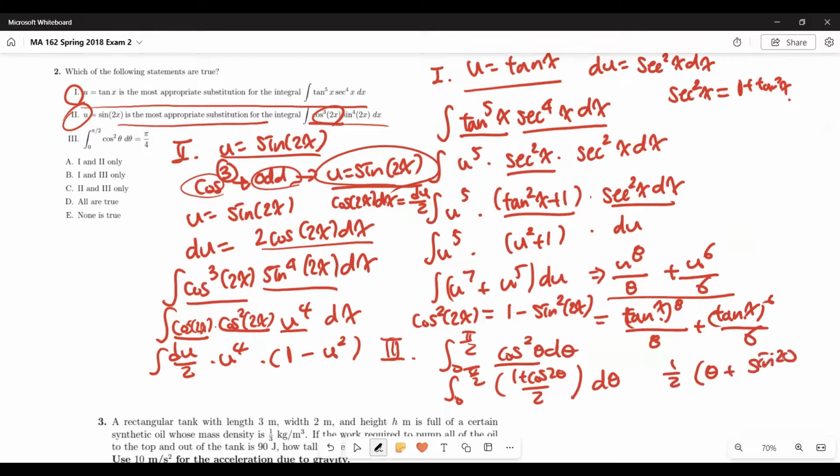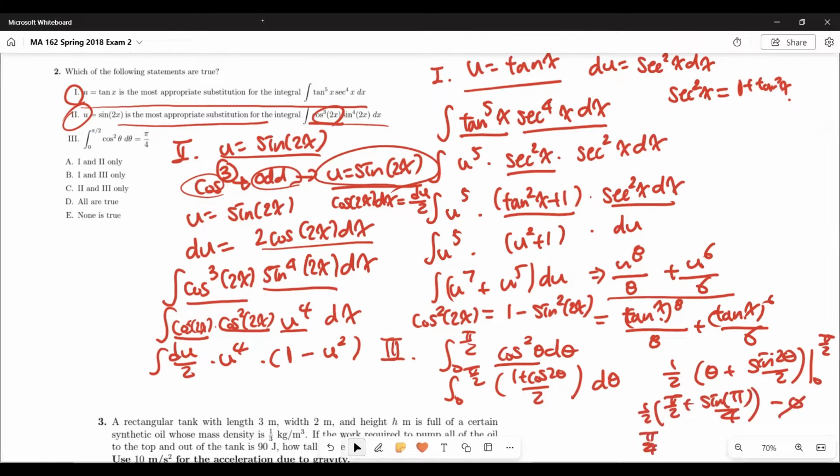sine 2 theta over 2, integrating from 0 to pi over 2. So 1 over 2 times pi over 2 plus sine pi over 4, and then minus 0. So 0 is cancelled out. Pi over 4, because plus 0, because sine pi over 4 is anyway 0. So pi over 4 is right. So the number 3 is right. So all of them are true. So it's C. But in the answer choice, it is both C and D.